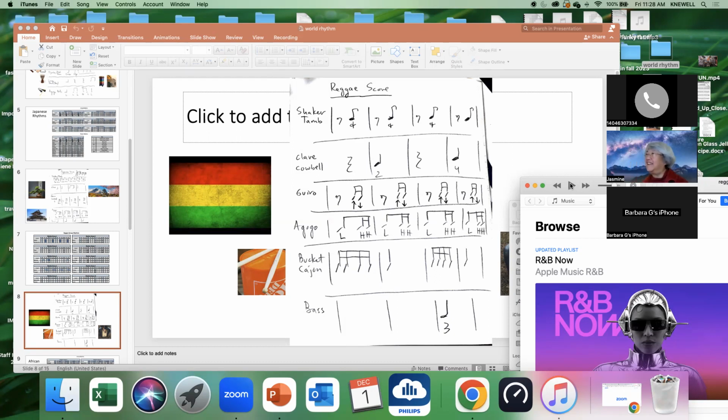And you could modify and mix and match and switch instruments and rhythms. Questions about this one?